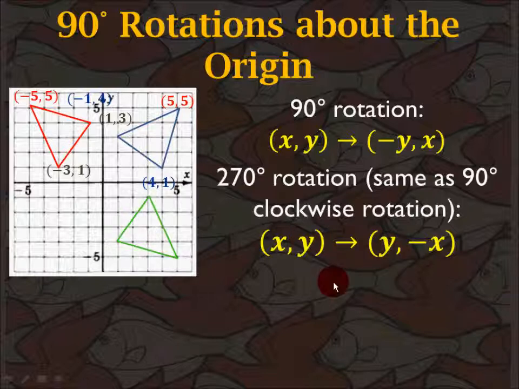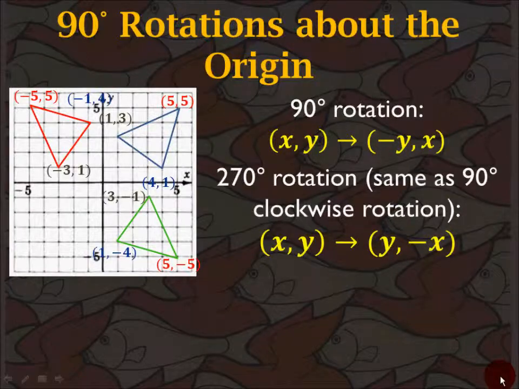So we have this green triangle, which represents the 270-degree rotation. The (1, 3) becomes (3, -1). The original x becomes negative and is the new y. The original y, 3, becomes the new first number, so (3, -1). So then (5, 5) is going to become (5, -5). The (4, 1) is going to be (1, -4). So these are the rules for 90-degree rotation and 270-degree rotation. Look at the original x and the y, do something to it, and those become the new ordered pair.